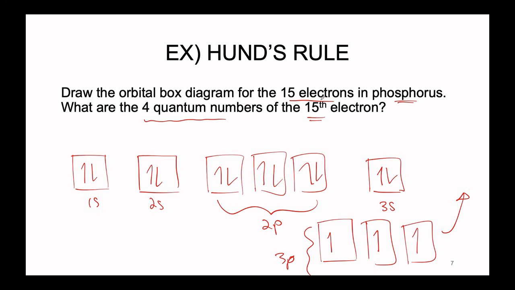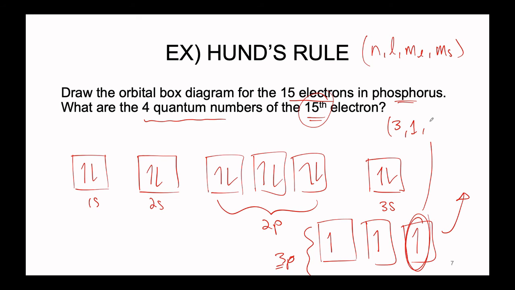The last thing that we were asked to do was to identify the 4 quantum numbers of this 15th electron, the last one that was placed in all the boxes. So I'm going to draw that right up here. Now we are going to follow, again, the n, l, m sub l, m sub s format. So first and foremost, we need to identify what shell the electron is in. In order to figure that out, all we have to do is look at the label on the orbitals that we're working with. 3p means that we are working with a 3 for the n and a 1 for the l.